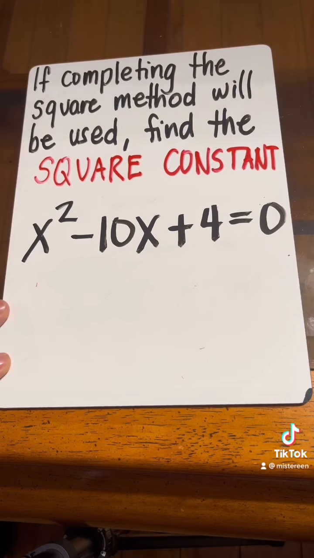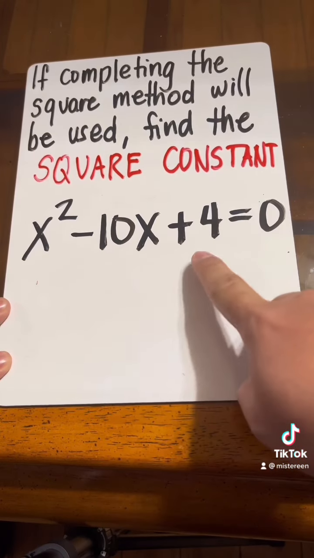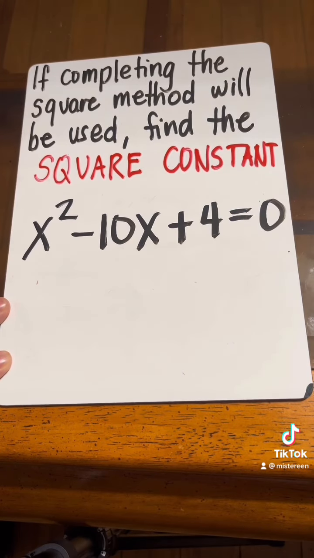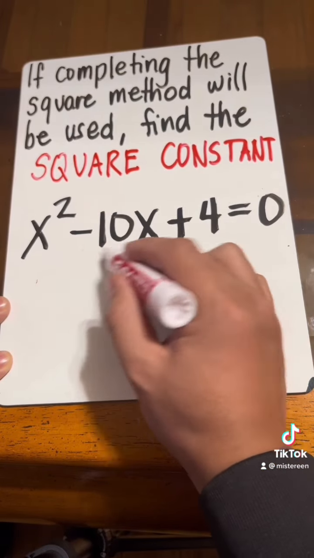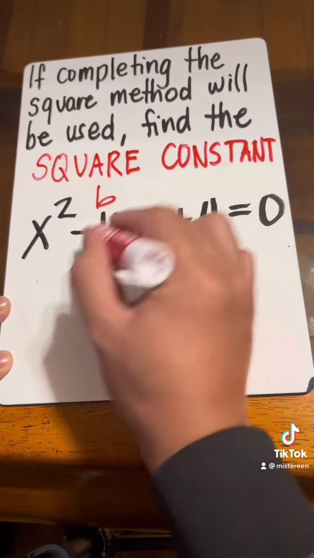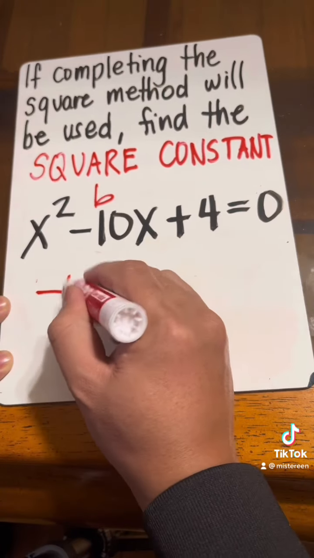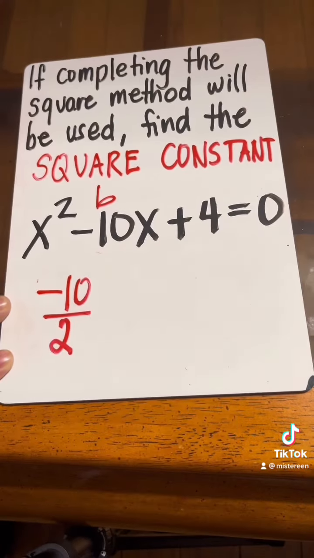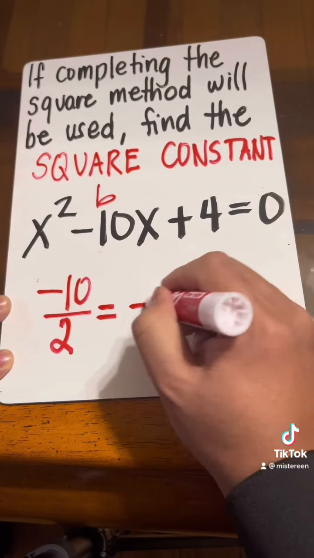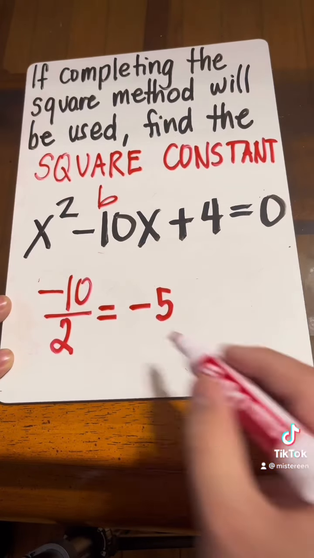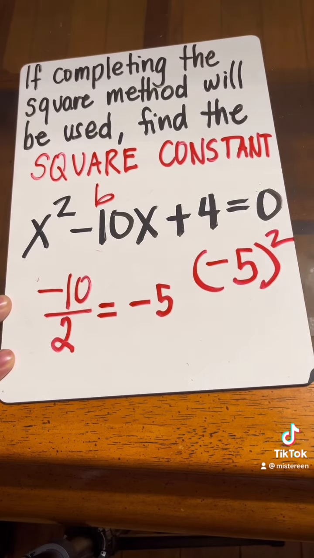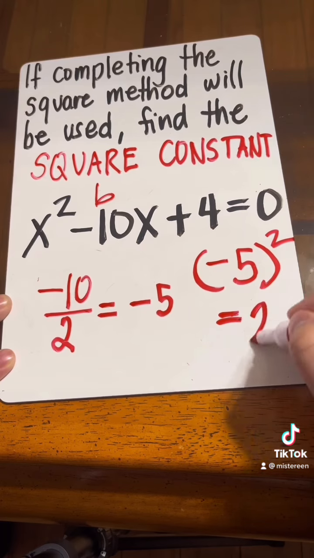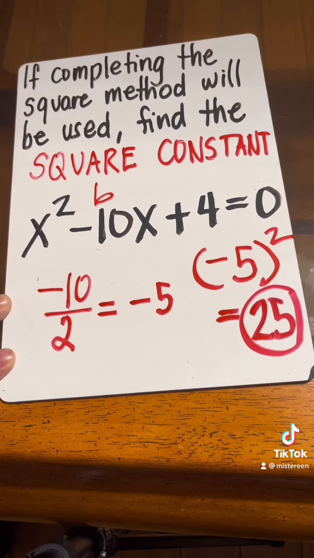Alright, for our second example, we have x squared minus 10x plus 4 equals 0. All we have to do is get the b value. That's the number in front of the x term. That's negative 10 in this example. So b is negative 10. So we divide negative 10 by 2 all the time. The answer is negative 5. And then whatever the result is, negative 5, square it, raised to 2. Negative 5 times negative 5 is 25. So 25 is our square constant.